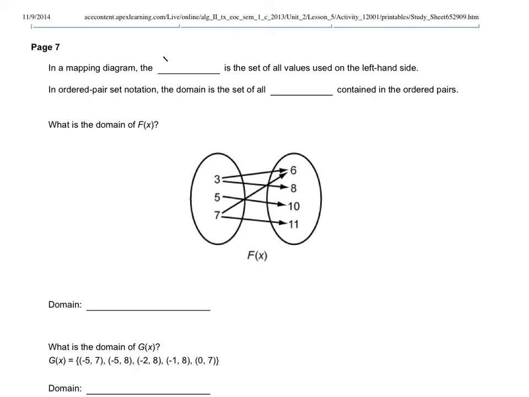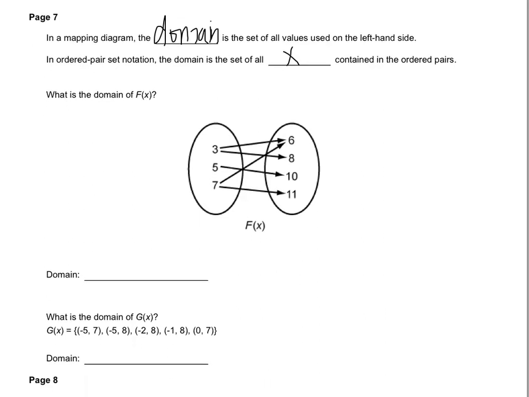The domain is the set of all the values used on the left-hand side. In an ordered pair set notation, the domain is the set of all the x's contained in the ordered pairs. So if this question asks us for the domain of f of x, well, my domain, it tells us on the left-hand side, it's all of my x's, so it would be 3, 5, and 7.